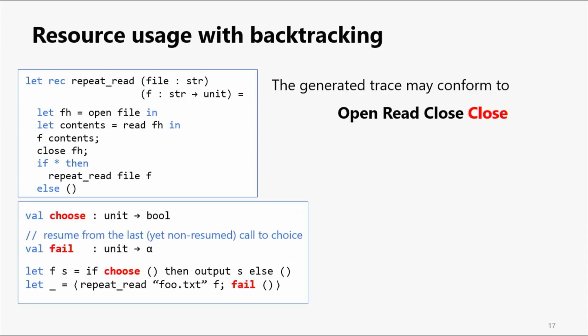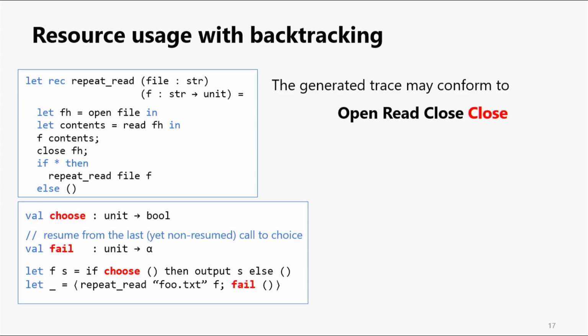And this is a resource usage example with backtracking. The second argument f is implemented using the choose function of backtracking. First, after opening and reading the content, this choose function is called. Then, after closing the file handler, the non-deterministic choice is performed. If this choice returns false, then the call to the main function finishes. And then the fail function of backtracking is called.